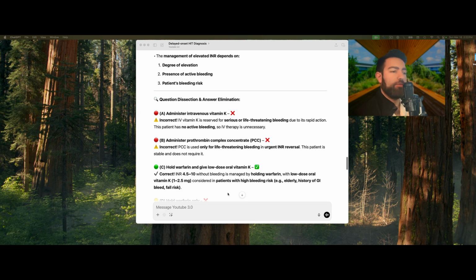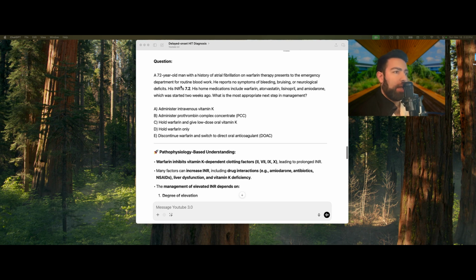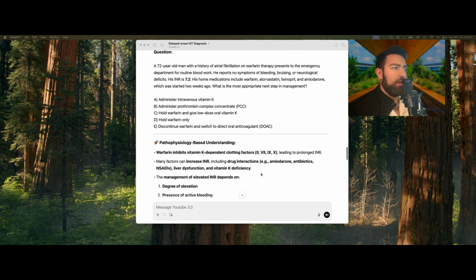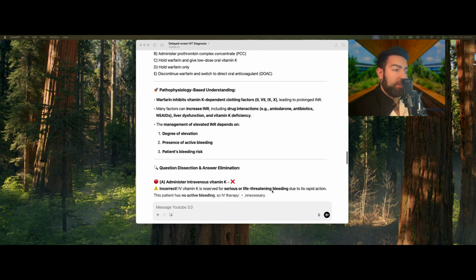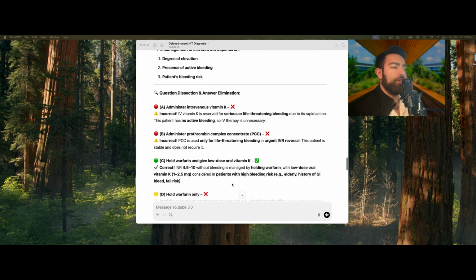So if somebody has, for example, a history of GI bleeds, fall risk, or they're elderly, and I think this patient has some of that. He's elderly, and he's on NSAIDs or not, lisinopril. So he does not have any history that suggests that he has high risk, but he is still a fall risk because of his age. So he could bleed. So for this patient, this is the best answer.